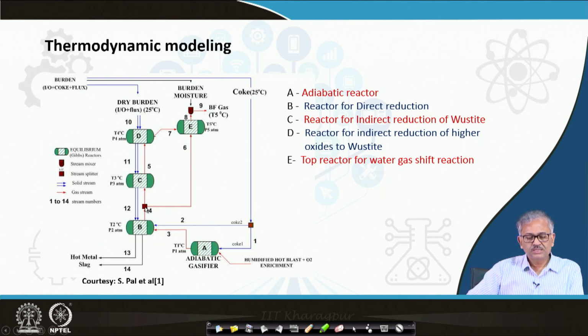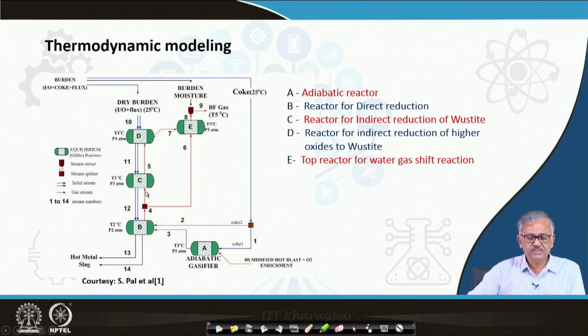Here, whatever gas is coming gets split, and a part of it goes directly to reactor E, the final gas composition reactor. This CO will not participate in the indirect reduction, because of kinetic considerations. So a part of the CO I am taking off, and it is calculated based on the shaft efficiency of the blast furnace. If you know the shaft efficiency, that is the CO utilization, from there you can estimate how much you will take out.